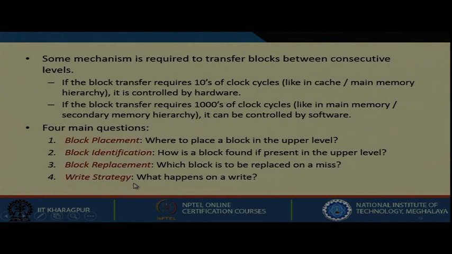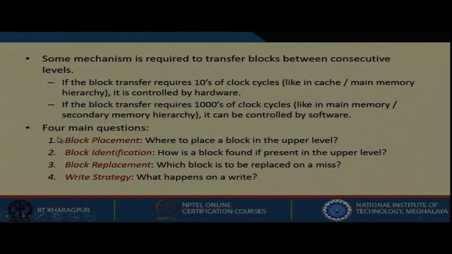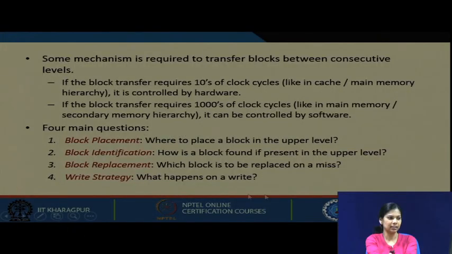Write strategy. What happens on a write? Whenever we are performing a write operation, what strategies must be used for this write operation? So we are writing back something into memory or into the cache. How that write operation will be performed, that we must know. So these are the four main questions that we are going to take care of.